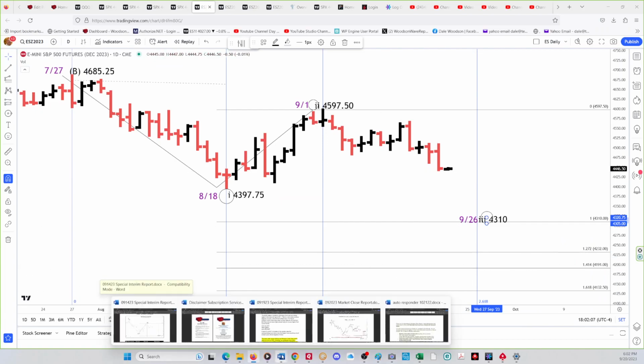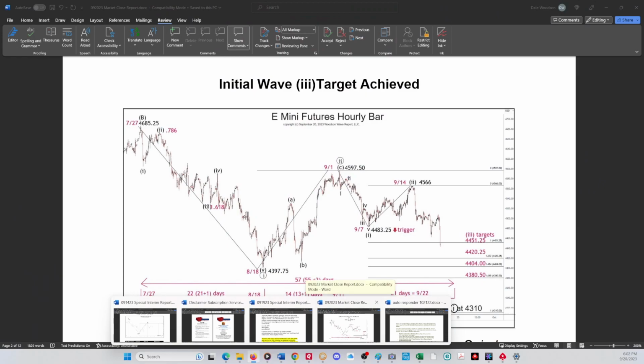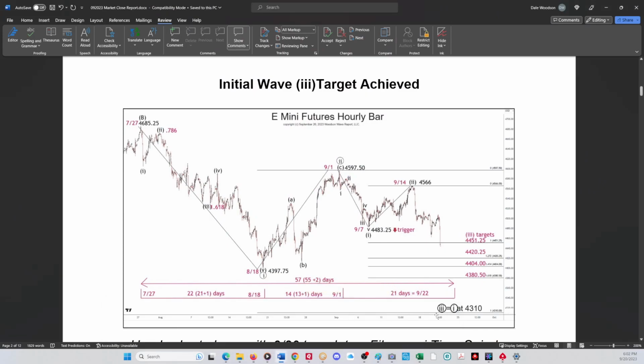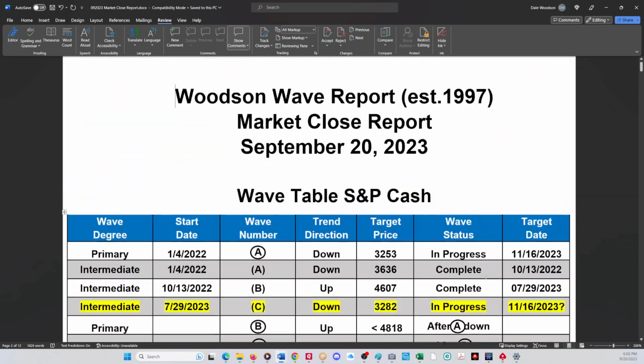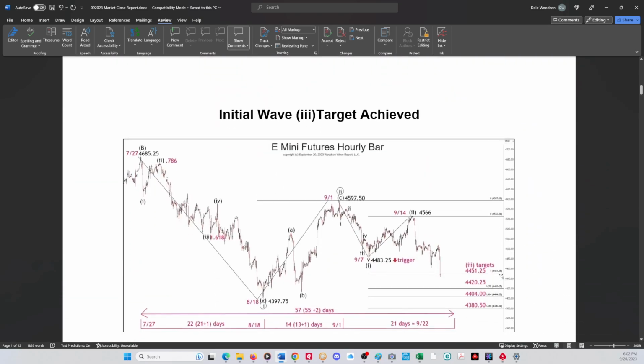Let me get the 9. We'll just skip right to the closing today. Okay, here we've got the market close today. All right, pretty much the same stuff.